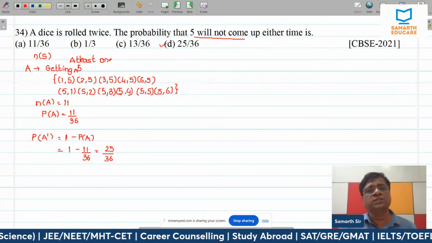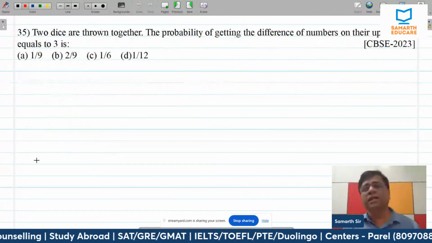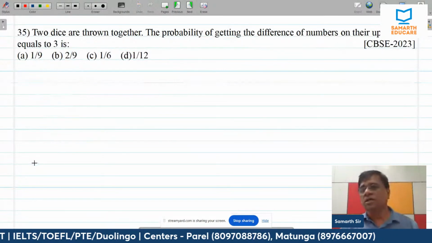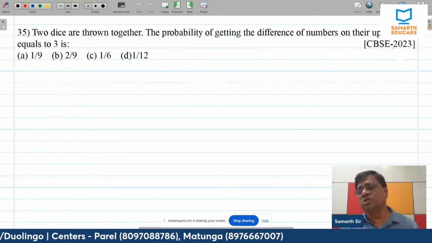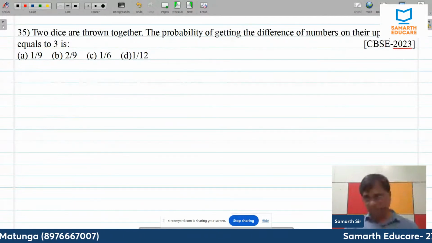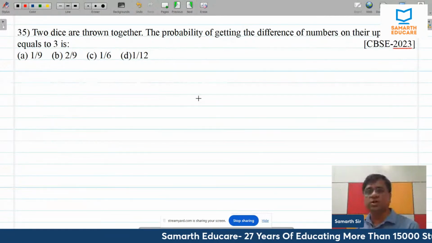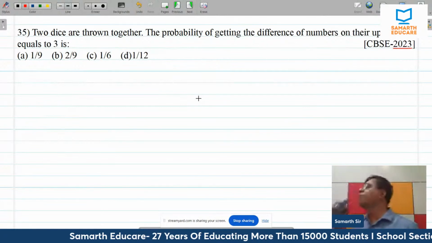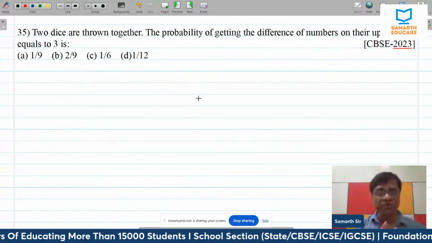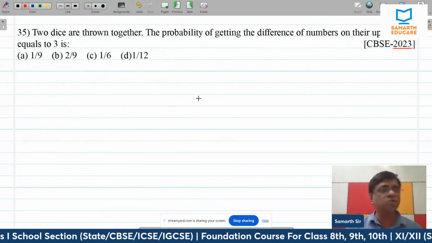2 dice are thrown. Again, together 2 dice are thrown. The probability of getting difference on their upper faces equal to 3. Very interesting. This is a CBSE 2023 question. That means in the recent paper they have asked it, post-COVID. If you look at immediate post-COVID, the papers were too easy. That does not mean the paper is difficult now, but the tricky part is going to grow now. 2 dice are thrown. I'm not going to write the whole sample space because it is an MCQ.